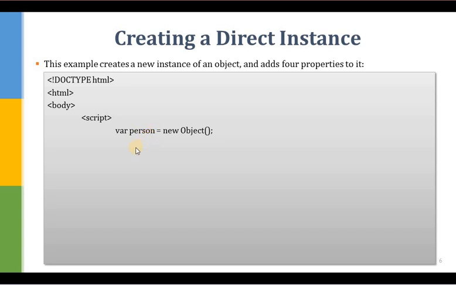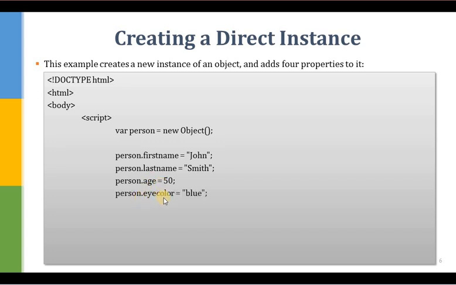Now, if I want to add properties for this object, I can do it like that. person.firstName is John. After that, person.lastName is equal to Smith. person.age is 50. person.eyeColor is blue. So firstName, lastName, age, eyeColor, these are all the properties of this person object, and these are the values of those properties.